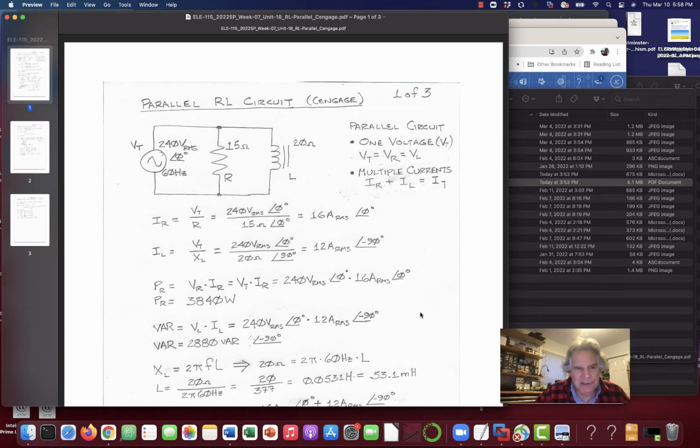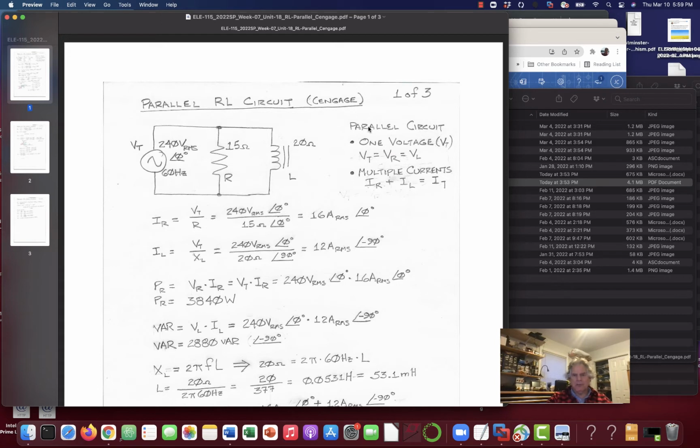Okay, ELE 115. I'm looking at week 7, unit 16, RL parallel circuits. You thought RL series circuits were enough, but no, we've got to do parallel. So, I'm going to take the circuit that's in the discussion in the Cengage material, and I'm going to go through it step by step.